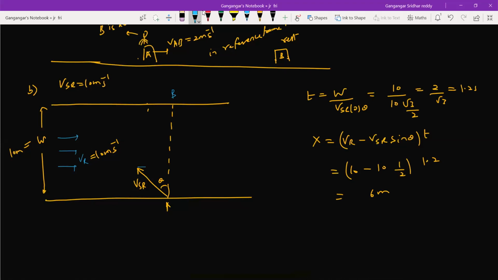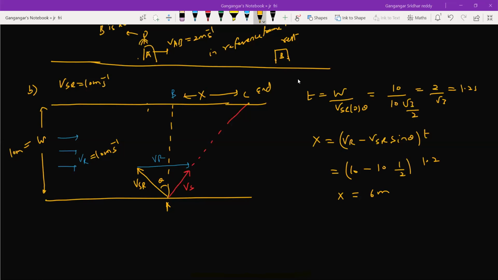So still it's positive only, you can see. This is VR, but it's less compared to the previous case. So you will reach somewhere at this particular position. Okay, I got X positive. What does it mean? Drift is positive here. So this is about the second case. You see, the drift got reduced as I increase VSR.